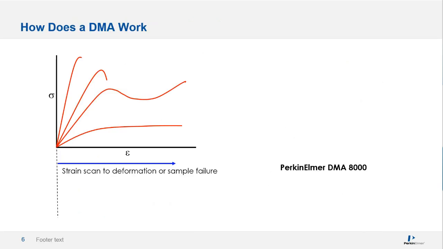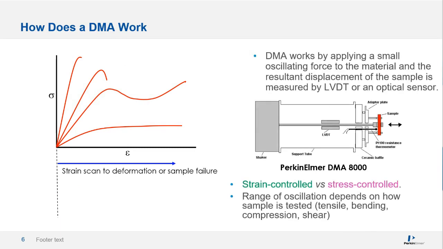How does the DMA work? Well, the classic mechanical testers can scan the stress or strain to generate a full stress strain curve. DMA applies a small oscillating force to the material, and the resultant deformation is measured by a LVDT or optically with nanometer sensitivity. Using a Perkin-Elmer DMA 8000 as an example, the force motor labeled as shaker generates a sinusoidal wave. And this is transmitted to the sample via a drive shaft with user-defined frequency, typically from 0.001 Hz to 1000 Hz. The displacement of the sample, called red, is measured by a LVDT in the middle of the schematic diagram.